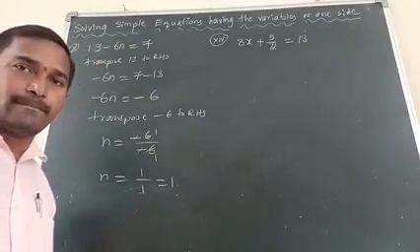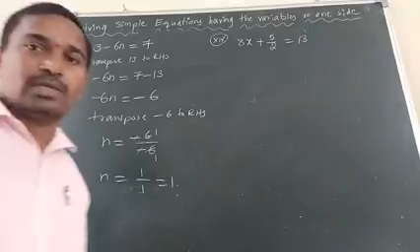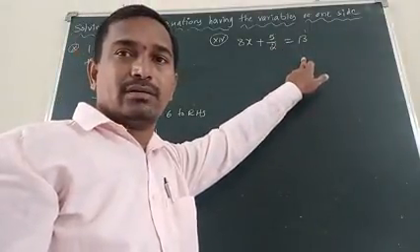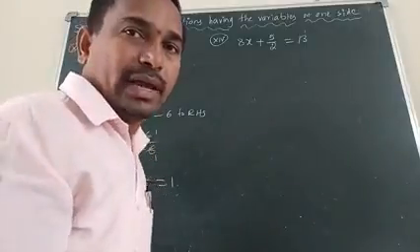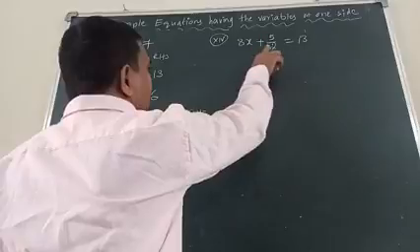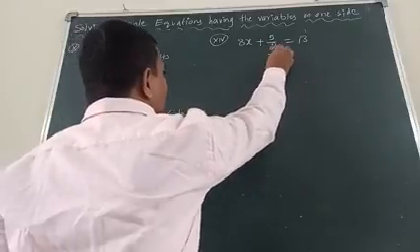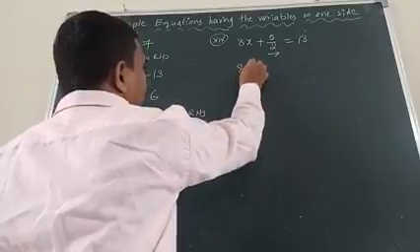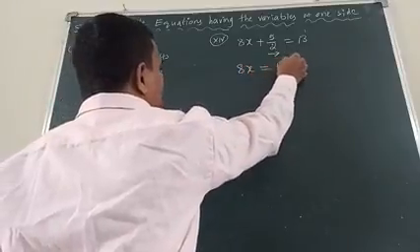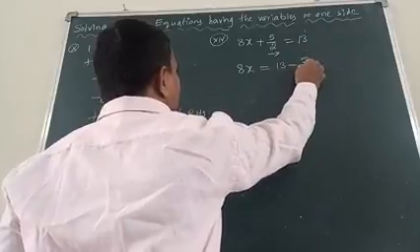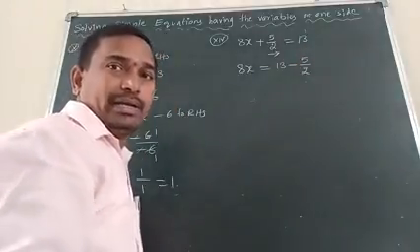Okay, now let us take another one: 8x plus 5 by 2 equal to 13. Here this is the x term, and this is the constant. So take this term to the right hand side. So 8x equal to 13 minus 5 by 2, because plus quantity becomes minus quantity.